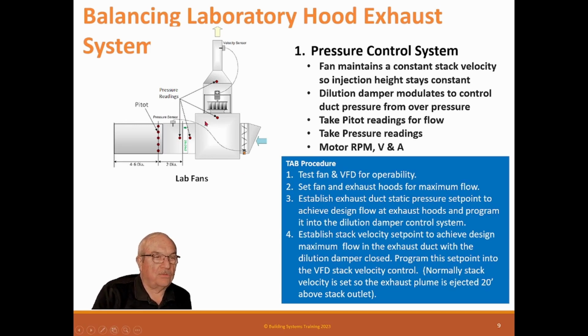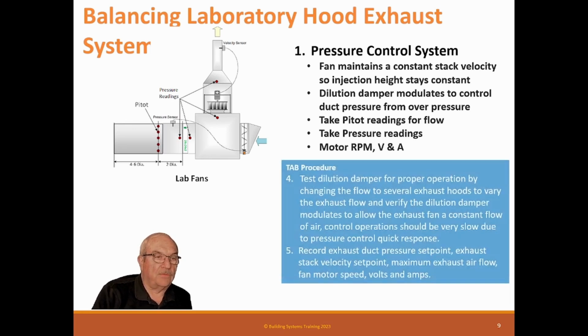So we have a control system running this, and you're going to program what the static pressure needs to be for all those hoods to have flow. Establish a stack velocity set point to achieve design maximum flow in the exhaust duct with the dilution damper closed. Program this set point into the VFD stack velocity control. Normally stack velocity is set so the plume is ejected 20 feet above, like I said before.